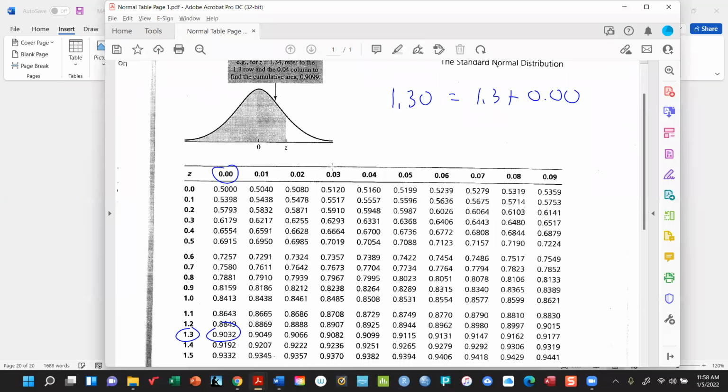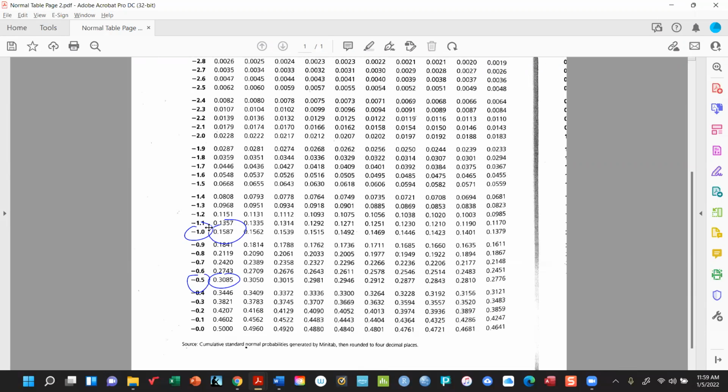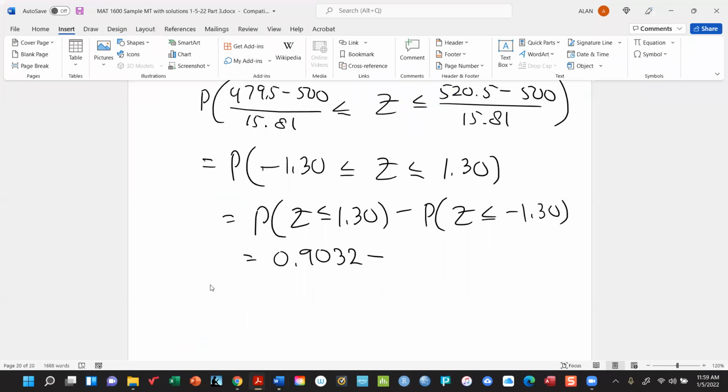And then on the negative table, negative 1.3 combined with 0.00. So here's the negative 1.3. This is the 0.00 column, 0.0968. And the difference between the two is 0.8064.